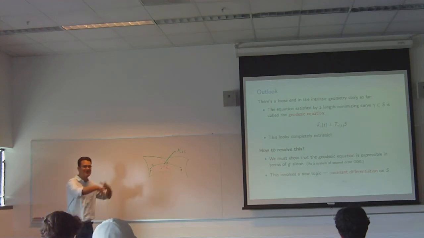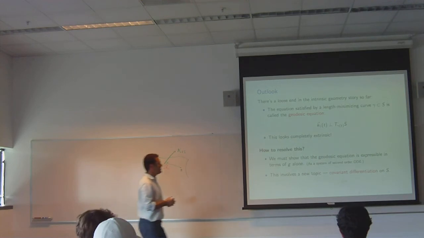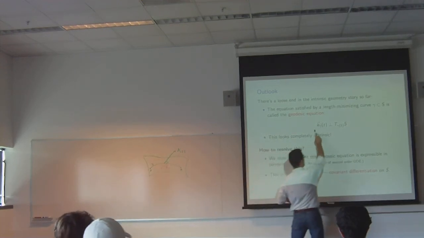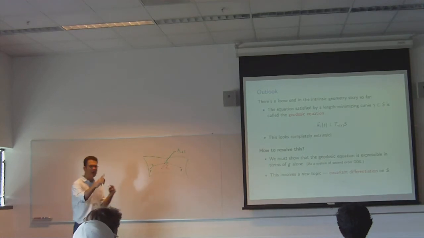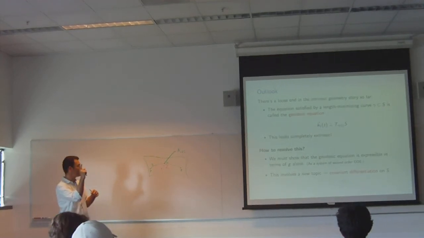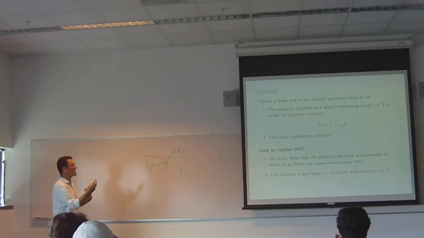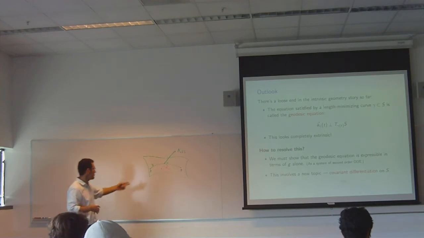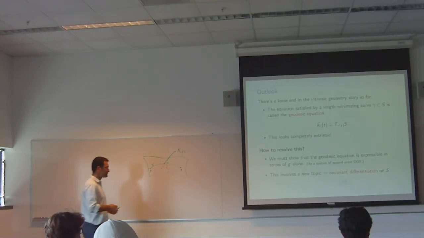Okay, so the loose end. I'm trying to sell you on the idea of intrinsic geometry. And the loose end is that this equation here looks like a completely extrinsic thing. It seems to depend on the normal vector of the surface. And of course, it's computed using the k vector of the curve, which already is something which you shouldn't really associate with the surface, you should associate with the curve. So it looks extrinsic.